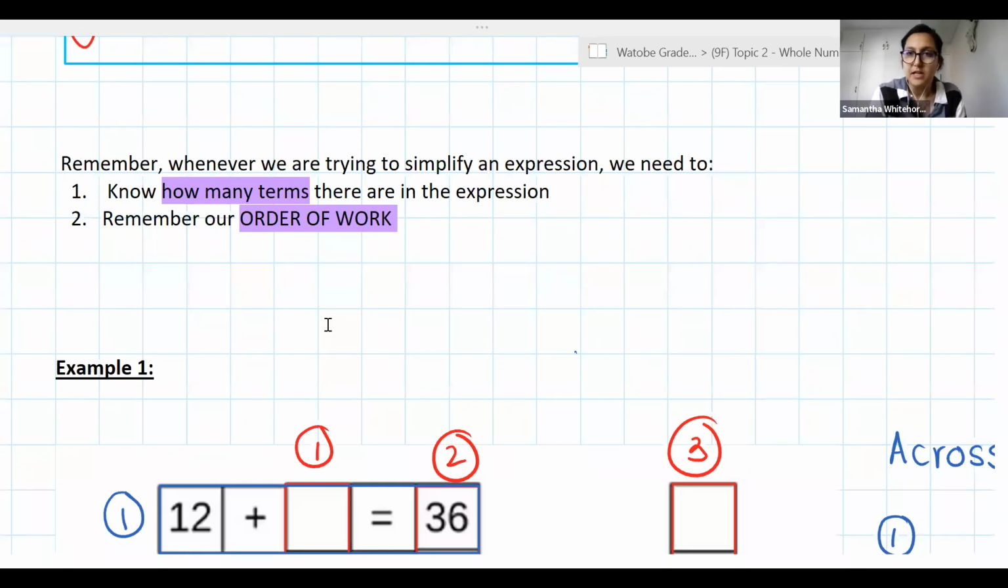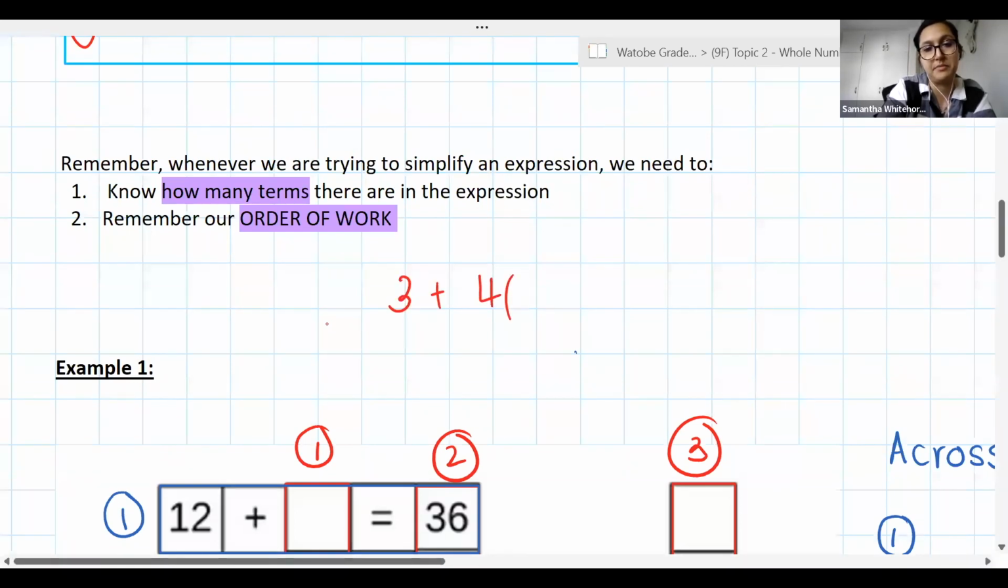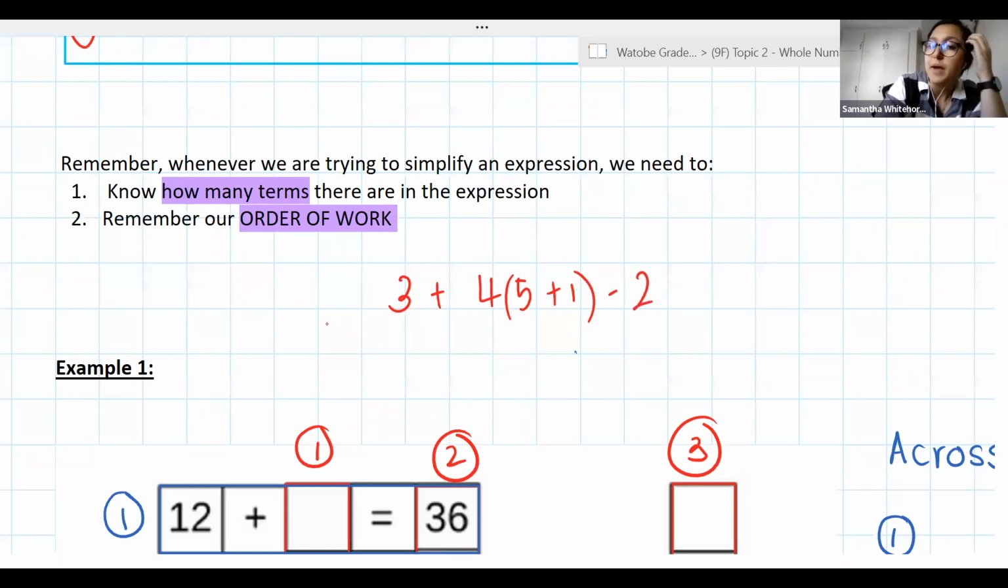Now, when we simplify an expression, which we're going to start doing now, there's certain things that we need to remember. We spoke about BODMAS or BEDMAS in our last lesson, which is absolutely fine if you want to work with. I work with figuring out how many terms there are in an expression. So if I had the expression, say, for example, 3 plus 4 times 5 plus 1 minus 2, I would look here and I would see, okay, I've got my first term, my second term, and my third term.